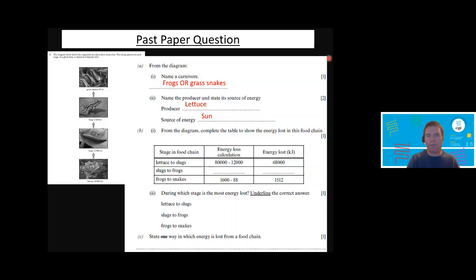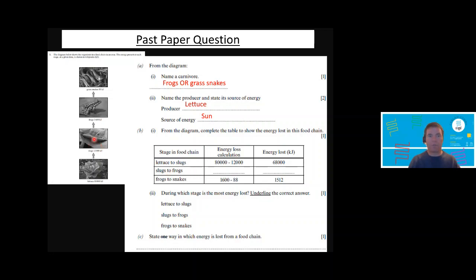Now, this is a lovely opportunity here. So often when maths questions come up, there's a mix of responses. But this is a very nice maths question because with this information here, they're giving you a guide as to what you need to do. They shouldn't have to do that. You could just work out the energy lost without being given any information on lettuces and slugs and frogs. We want to know about slugs to frogs, sorry.